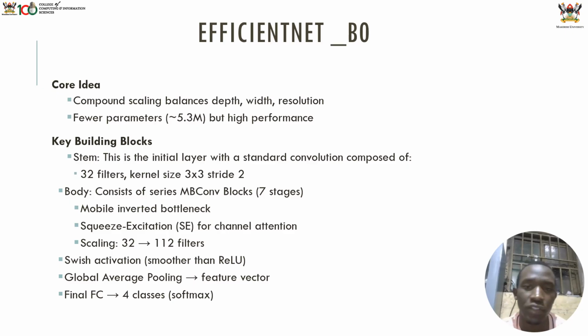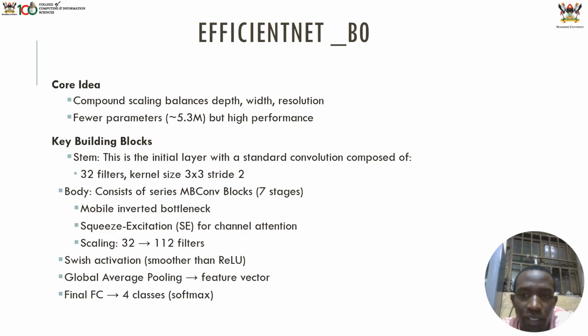Its core idea uses the concept of compound scaling, unlike ResNet-18, which uses the ResNet skip connections. This means the model scales the depth, width, and image resolution together instead of increasing only one. The advantage is better performance with fewer resources: despite having only about 5.3 million parameters, it achieves high accuracy.